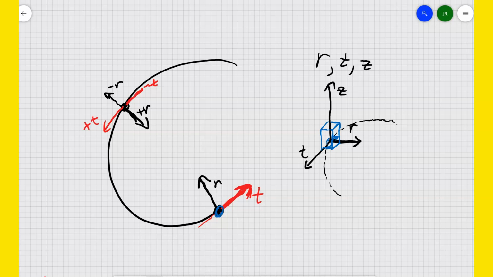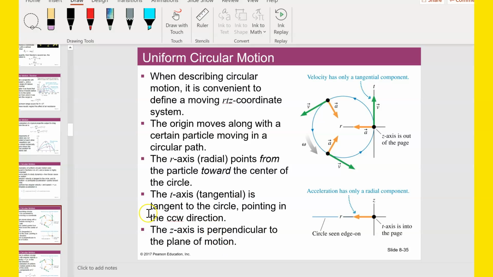The origin is actually the object. This is the origin. So the origin is actually constantly moving. And r, t, and z, at least r and t, are constantly changing directions, because r is always pointing toward the center of the circle, and t is always pointing tangent to the circle. Alright, we'll get used to that, and maybe you can learn to love it.